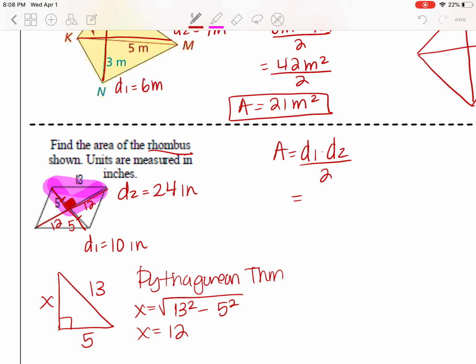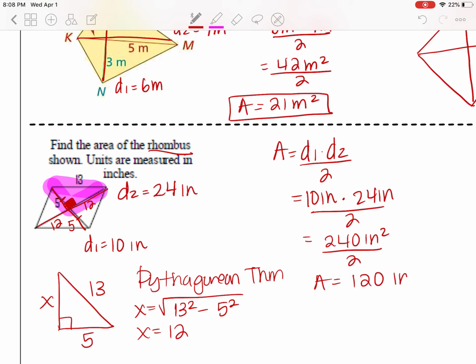So diagonal 1 is 10 units, 10 inches. Diagonal 2 is 24 inches. And all of that divided by 2. So 10 times 24 would give me 240 square inches divided by 2. And my final area will be 120 square inches.